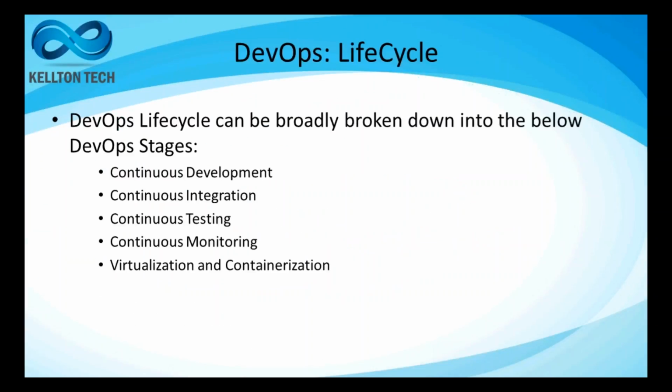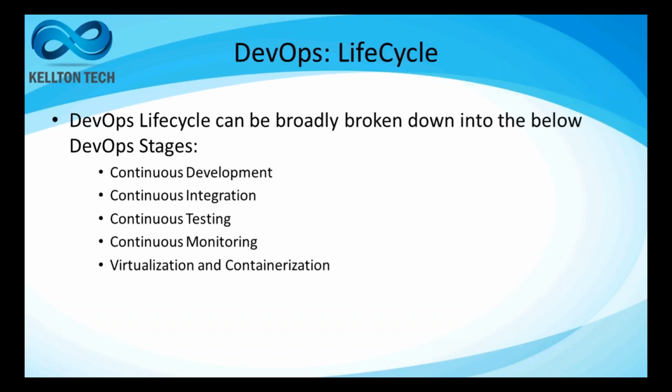So the DevOps lifecycle is broken down into different stages: continuous development, continuous integration, continuous testing, continuous monitoring, and virtualization and containerization. These are the various stages of the DevOps lifecycle, where you can achieve the DevOps implementation by implementing all these stages.